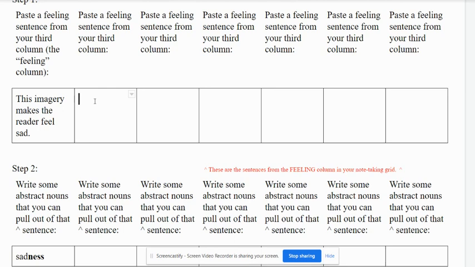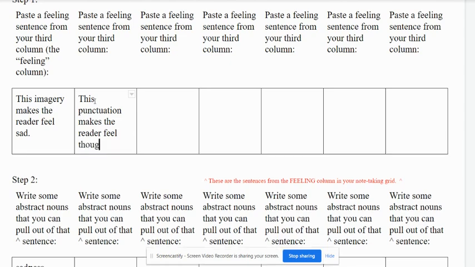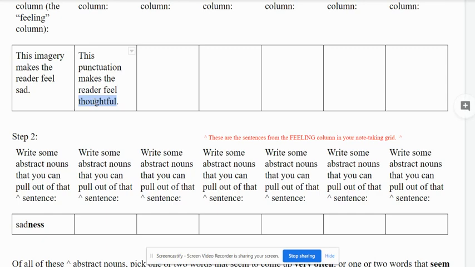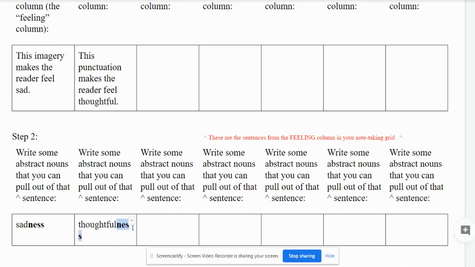And then let's say my next feeling sentence says something like, this punctuation makes the reader feel thoughtful. Thoughtful, again, is an adjective, but I could pull out of that thoughtfulness. That is a noun. I'm putting the ness part in bold because I want you to notice that that's an easy way to link an adjective to a noun a lot of the time.